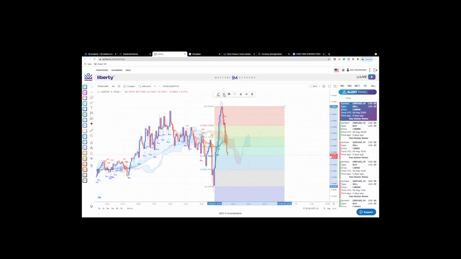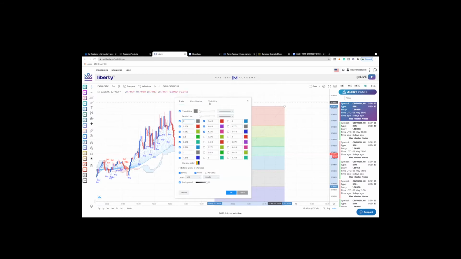Now, after we do that, we're going to go to the settings right here, because we don't need any of this mumbo jumbo color stuff. We just need to make it very clear for our eyes to adjust to. Give me 1 second.